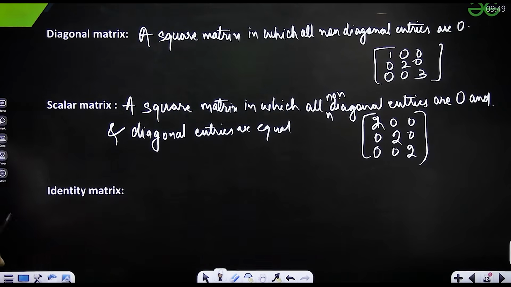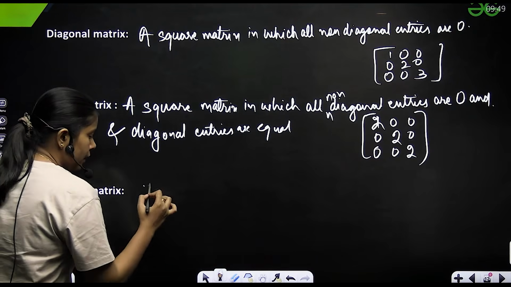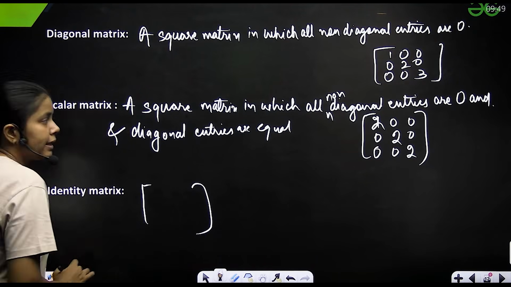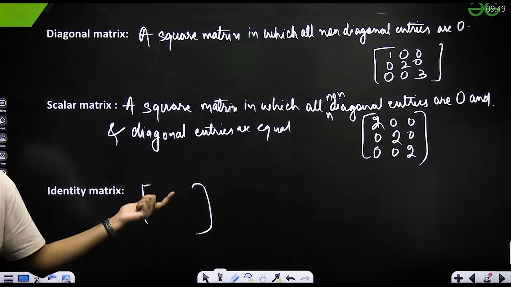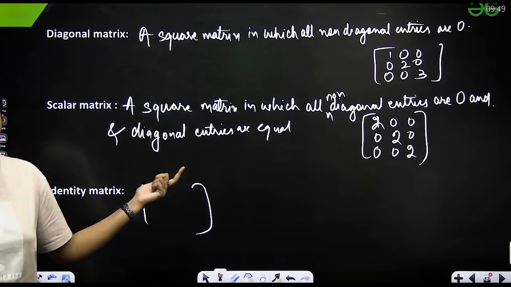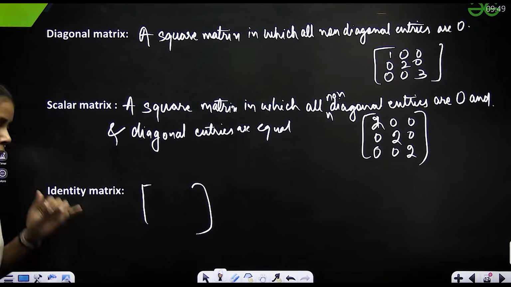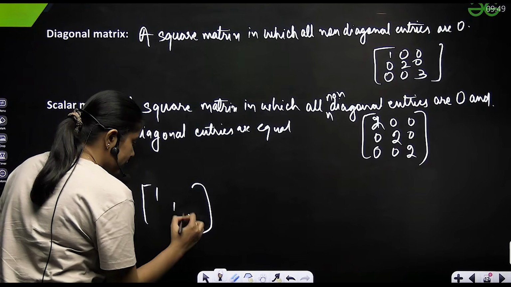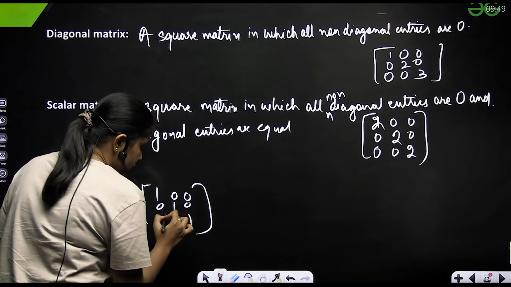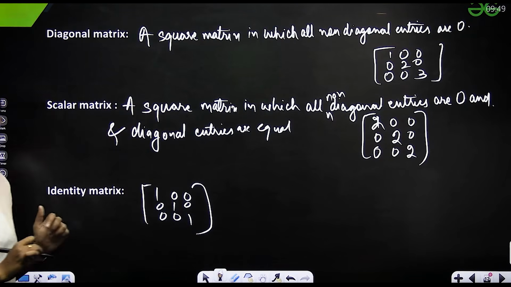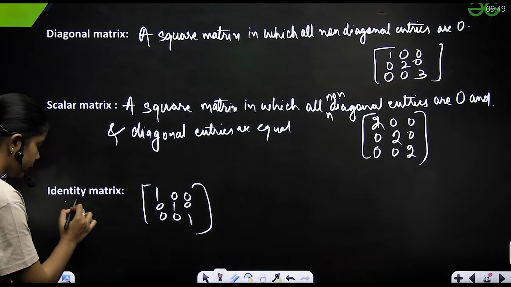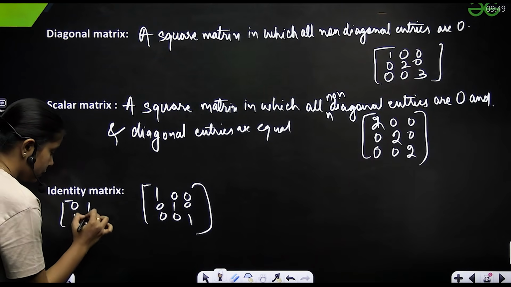Now the next thing is the identity matrix. So what is an identity matrix? It is a square matrix in which all non-diagonal entries are 0 and diagonal entries are 1. So the identity matrix is 1, 0, 0, 0, 1, 0, 0, 0, 1, right? Of order 2 cross 2, it would be 1, 0, 0, 1.